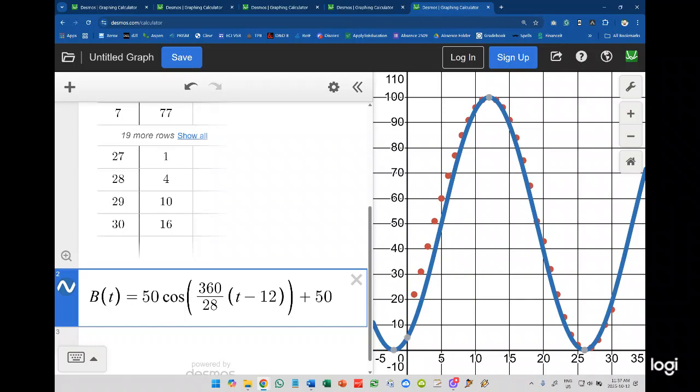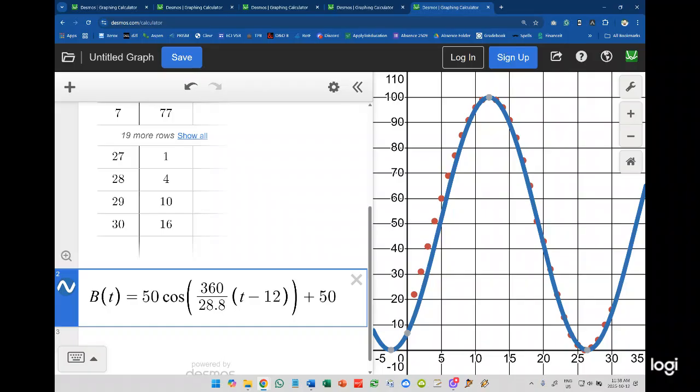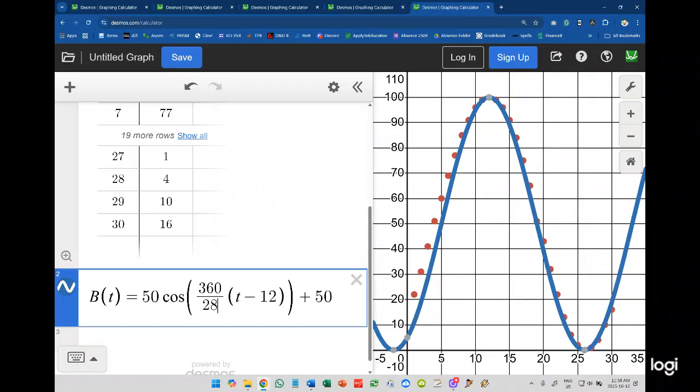I'm sure about the 50 at the beginning. I'm sure about the 50 at the end. I'm sure about the 12. The 28 is kind of the problem. So I could play around with it and see if there's a number that makes it a little bit better. And I'm not sure that there really is going to be one because, again, it's not technically exactly a perfect cosine function that we've got.